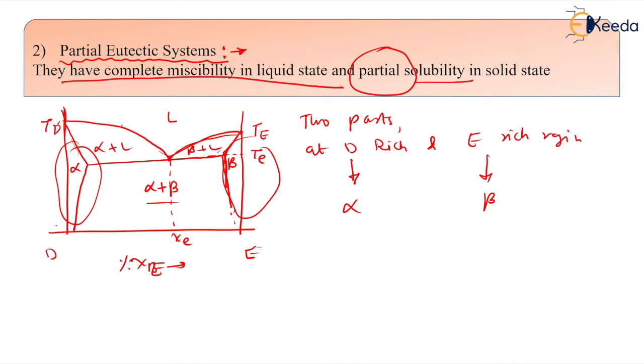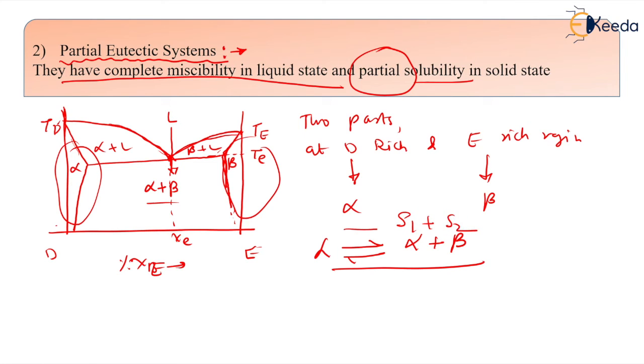And the eutectic reaction is that liquid undergoes cooling to form two solids, that is, liquid undergoing cooling, or again in reverse heating, you will get these two solids alpha plus beta. This is our eutectic reaction. So liquid undergoes cooling to form two solids, solid 1 plus solid 2.